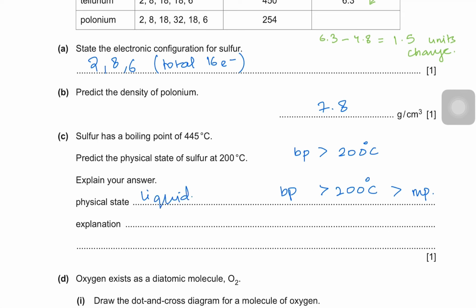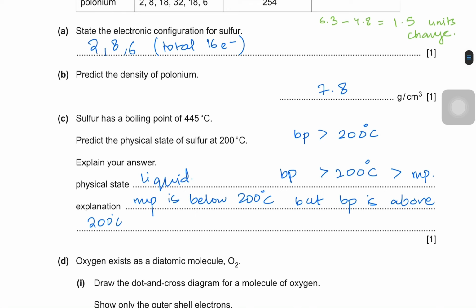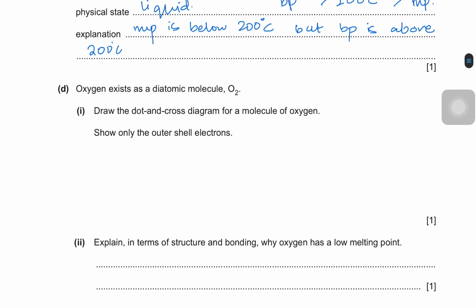It's a liquid element or substance here. Why? Because the melting point is below 200, so it's already molten. But the boiling point is above 200, so it's not a gas. That's why it is a liquid.